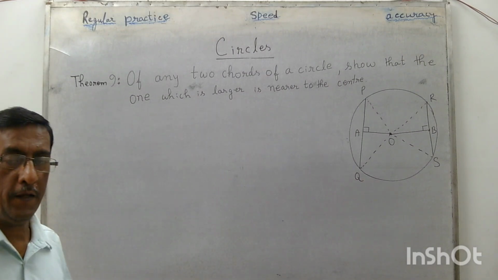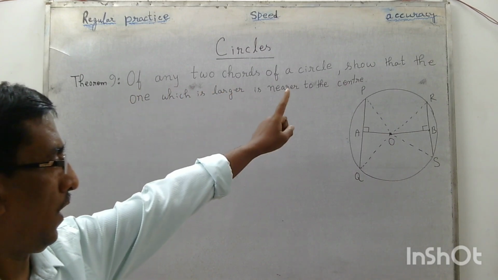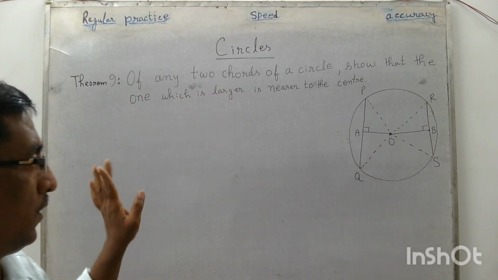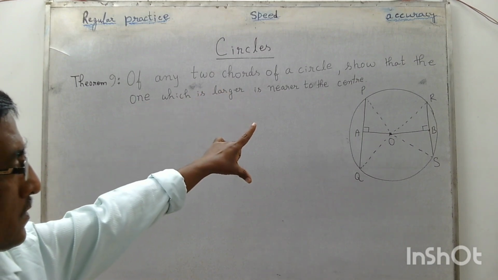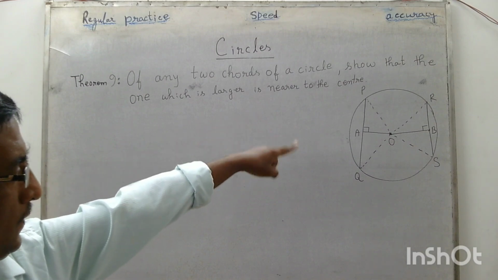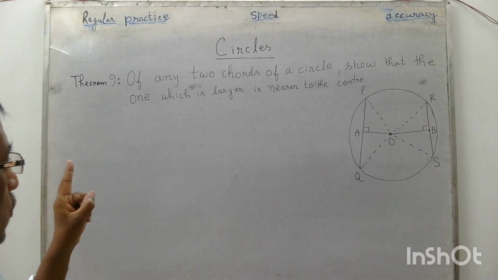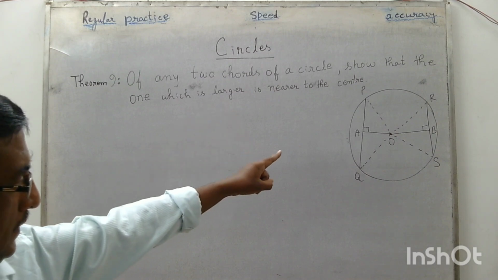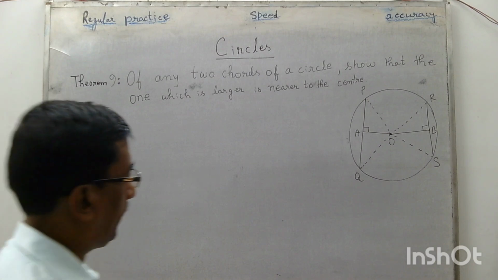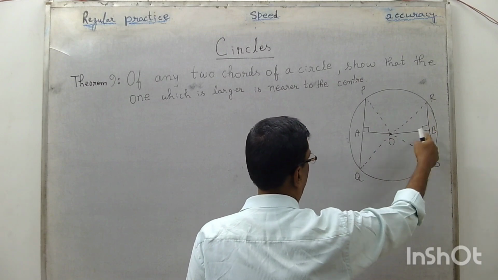तो स्टेटमेंट में क्या बताया गया है कि दो कॉर्ड है पी क्यू आर एस. अब ये दोनों कॉर्ड इक्वल नहीं है. That means one chord is larger than the other, and from the figure we see that PQ is larger than the chord RS. We have to show that PQ is nearer to the center O than RS. So the perpendicular distance is AO, and from here the perpendicular distance is OB.